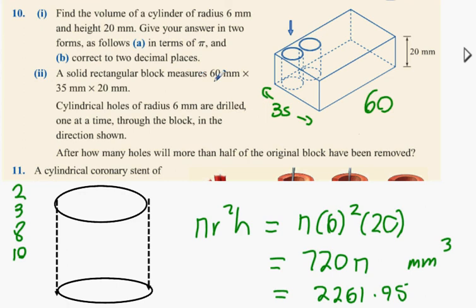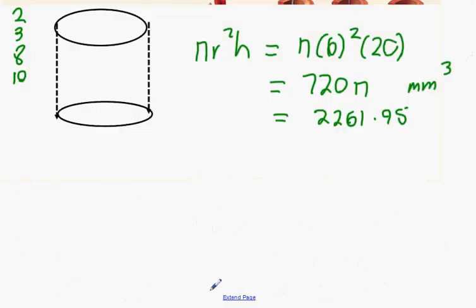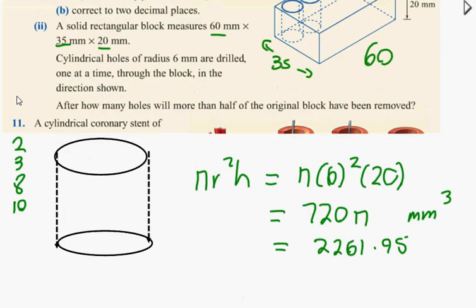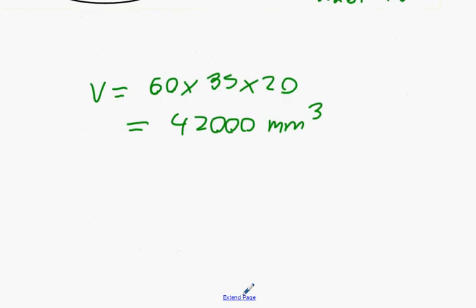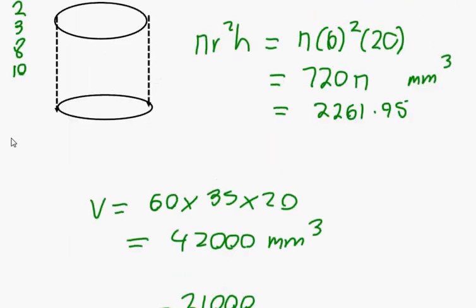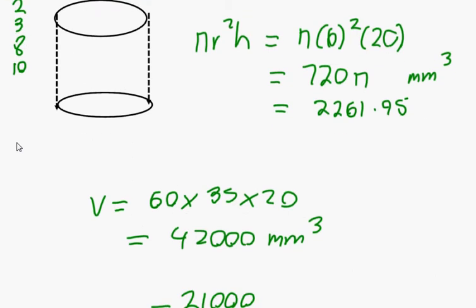Just get the volume of the block. What's the volume of the block? 60 by 35 by 20. Just do that in the calculator now. 42,000. Would you agree with that? Half of it, if you remove half of it, you've got to remove 21,000. Would that make sense? Now, what I'm going to find out is how many cylinders it takes me to make 21,000.